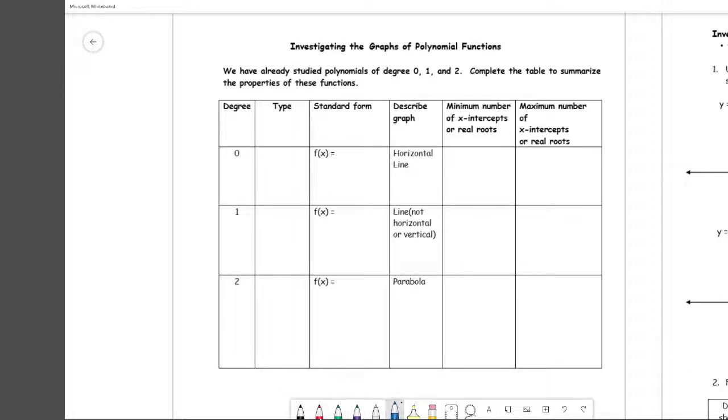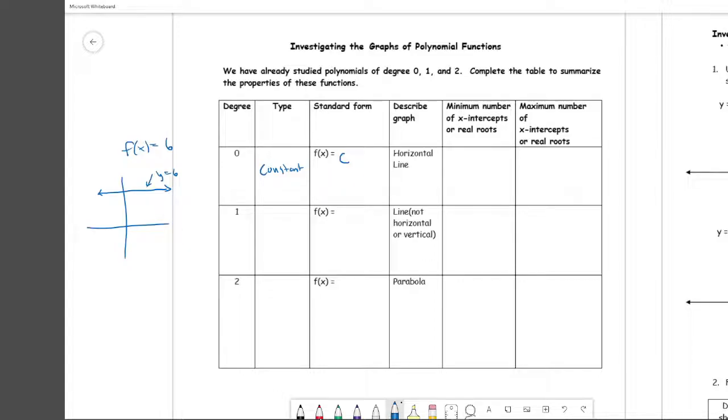All right, so if you have a degree 0 function, that type of function is a constant. In standard form, we would just say f of x equals c. Like, for example, f of x equals 6, right? And you know what that looks like. It would just look like this, where this would be y equals 6, right? It would just be a flat line.